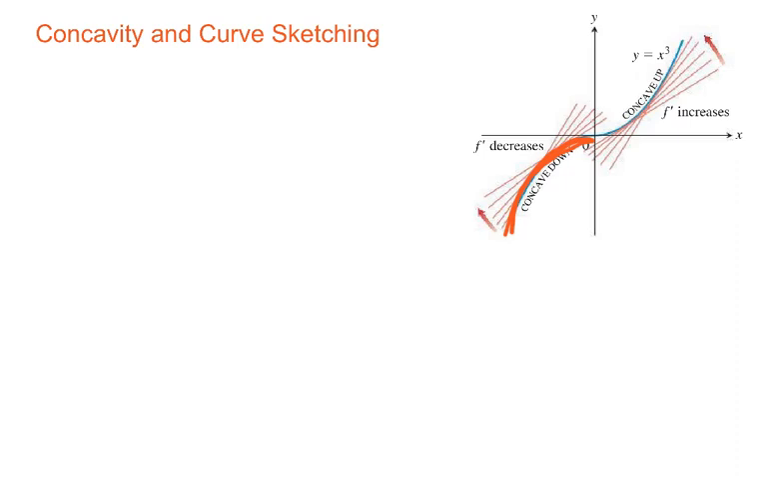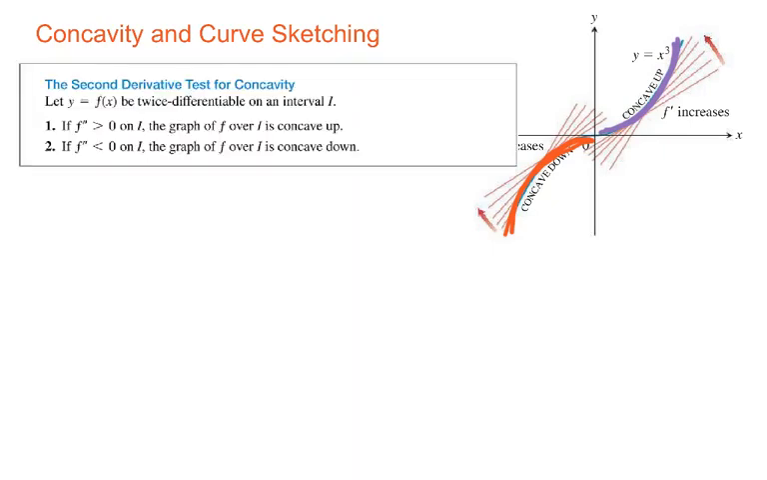And then on the right of x equals 0, we have concave up. Concave up like a cup would hold water, right? I could put water in there and it would sit. So that's the general idea of what concavity is.